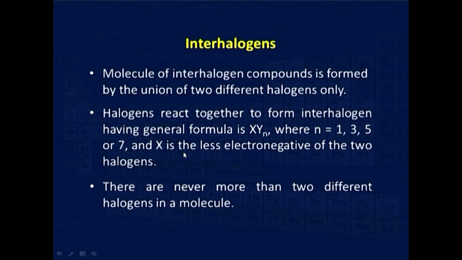Next is the interhalogen compounds. The molecules of interhalogen compounds are formed by the union of two different halogens only. The halogens react together to form interhalogens having the general formula XYn, where n is 1, 3, 5 or 7, and X is the less electronegative of the two halogens, meaning out of X and Y, X is less electronegative. There are never more than two different halogens in a molecule. The less electronegative element is placed on the left in the formula, and naming is done straightforwardly in sequence.